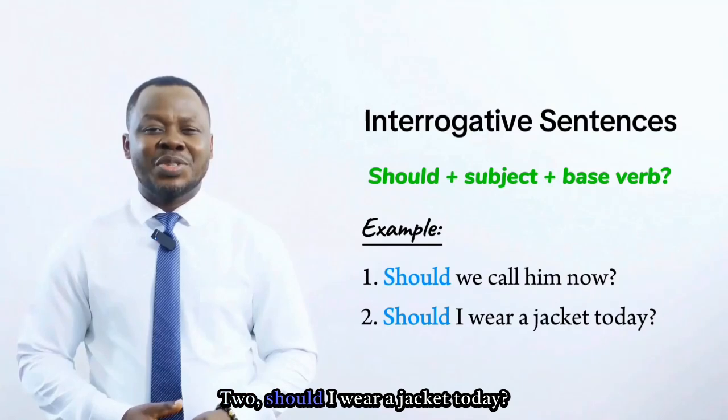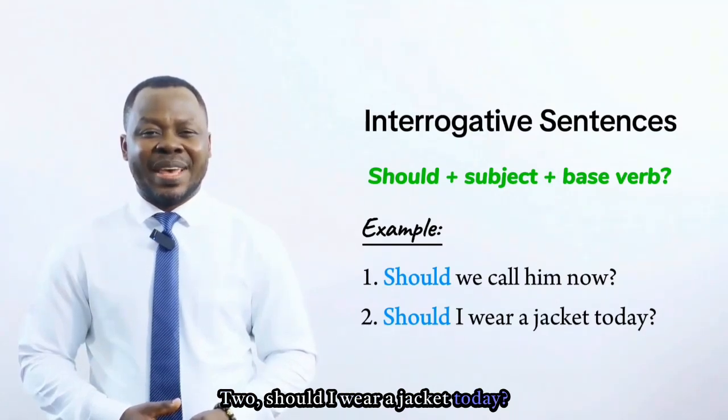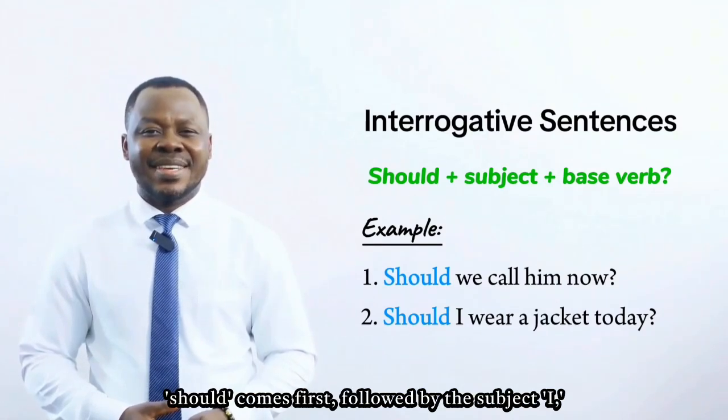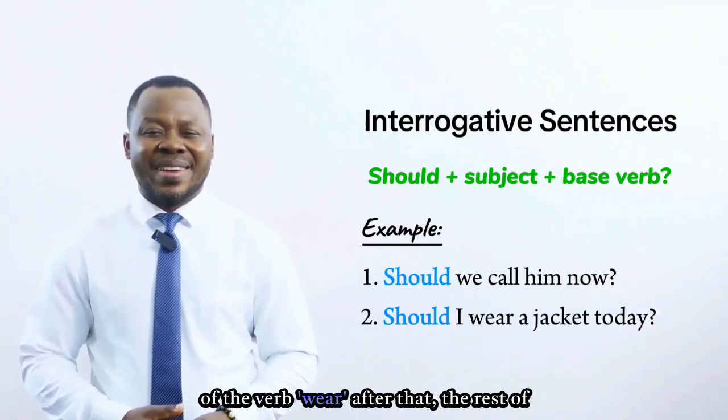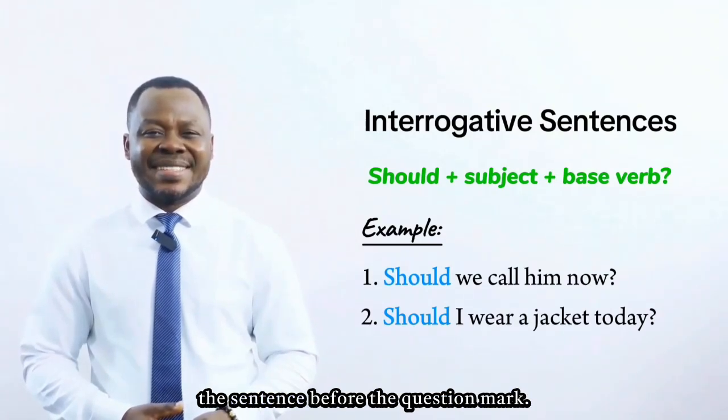Number 2. Should I wear a jacket today? Should comes first, followed by the subject I, then the base form of the verb wear. After that, the rest of the sentence before the question mark.